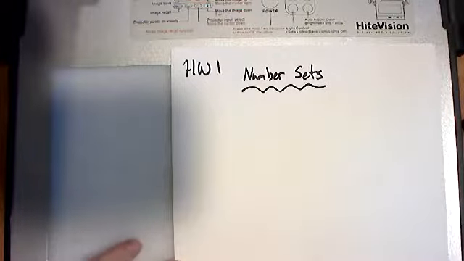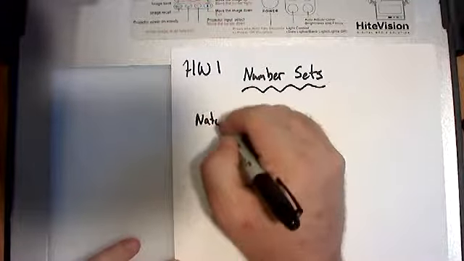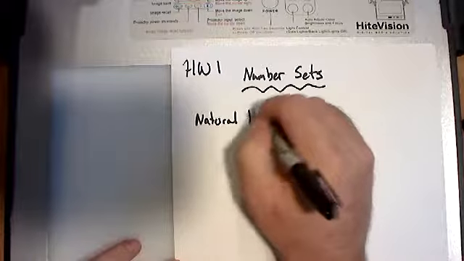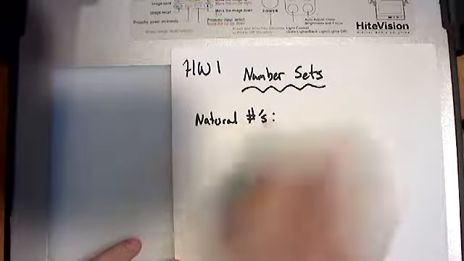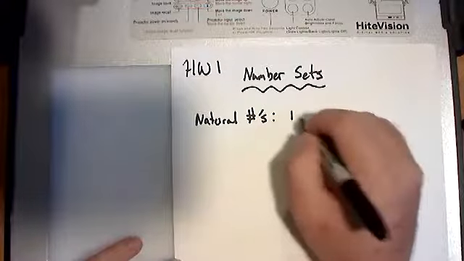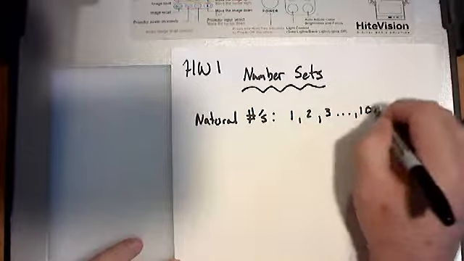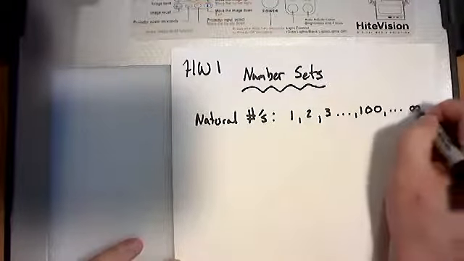So the number sets, basically what we're talking about here is vocabulary. So when I talk later in the course about integers and things like that, you need to know what I mean. The first set we're concerned with, and this is the smallest set, and we'll draw a diagram later, is the natural numbers. The natural numbers you can think about as just counting on your finger numbers, 1, 2, 3, and so forth, up to 100, keeps going right out to infinity.